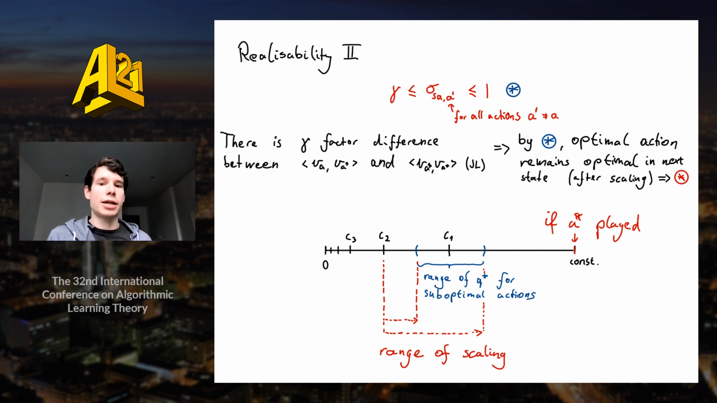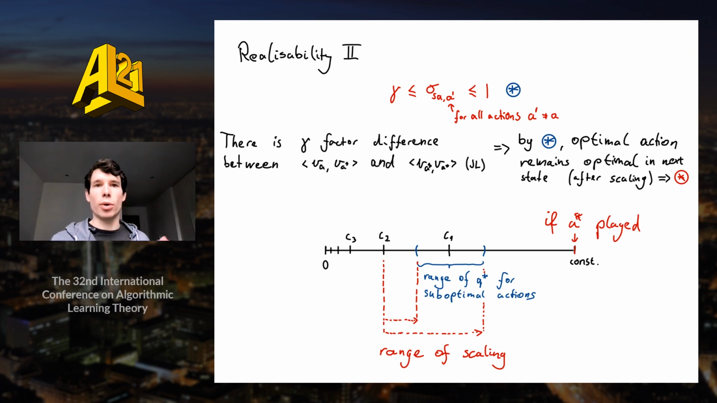And so because there is this gamma factor difference, at least, therefore, scaling things up by a gamma factor will not actually change a suboptimal action into being an optimal action, or an optimal action into being a suboptimal action. So this means that the red star assumption of A star always being optimal is satisfied.